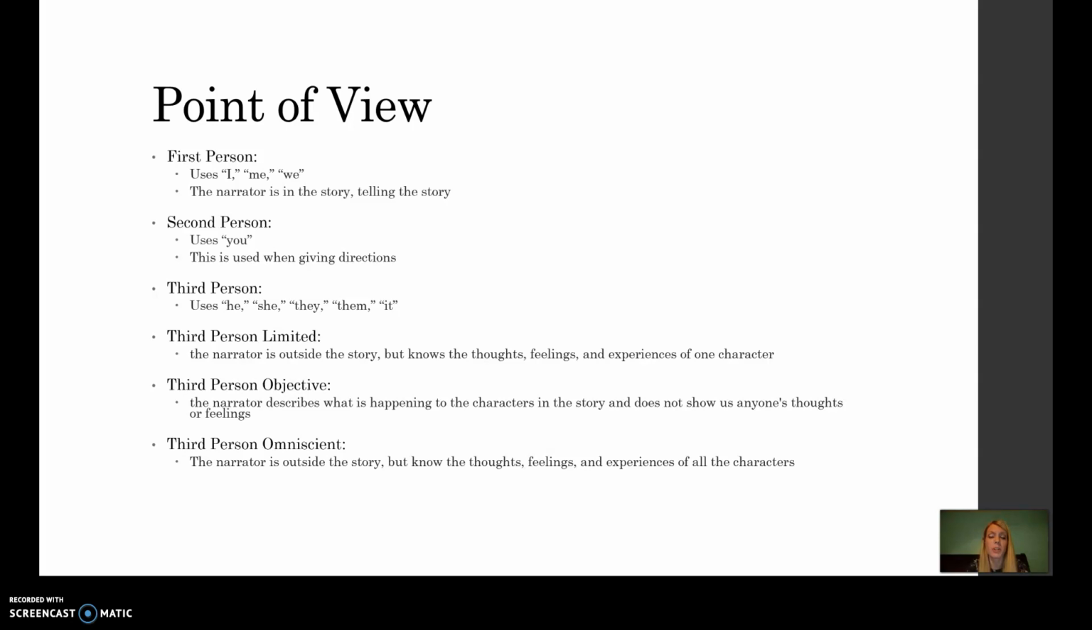We have third person, which uses pronouns like he, she, they, them, it. There's third person limited, objective, and omniscient. So third person limited, the narrator is outside of the story, but knows the thoughts, feelings, and experiences of one character. It's limited to one. Third person objective, the narrator describes what is happening to the characters in the story and does not show us anyone's thoughts or feelings. And then third person omniscient means that the narrator is outside of the story, but they know the thoughts and feelings and experiences of all the characters. So we know what they're all thinking and doing throughout the whole story.